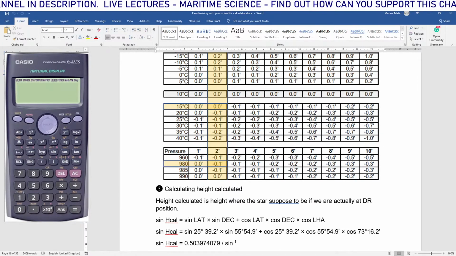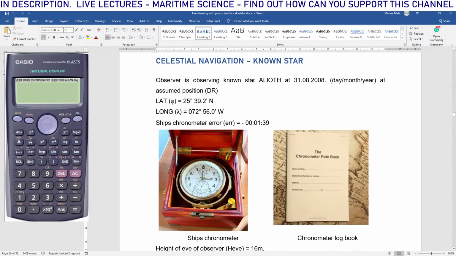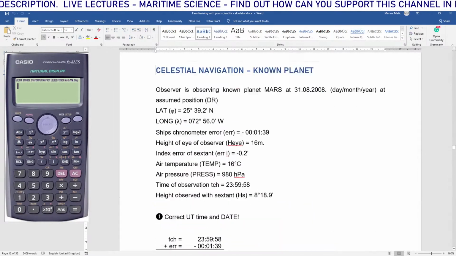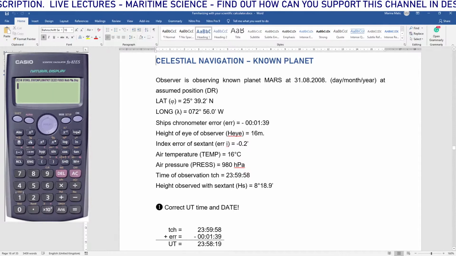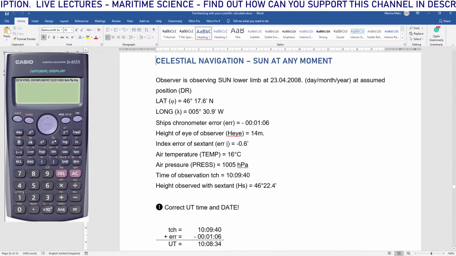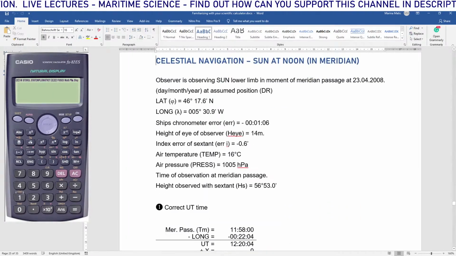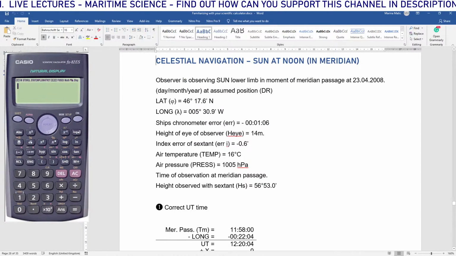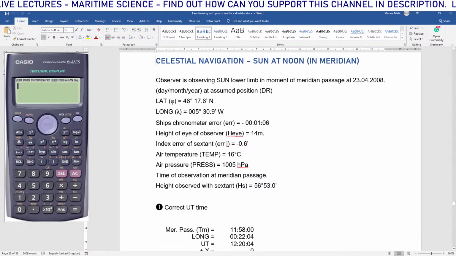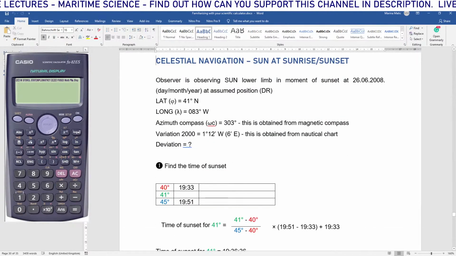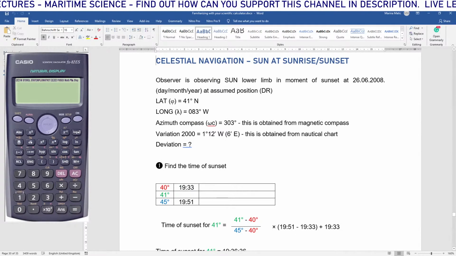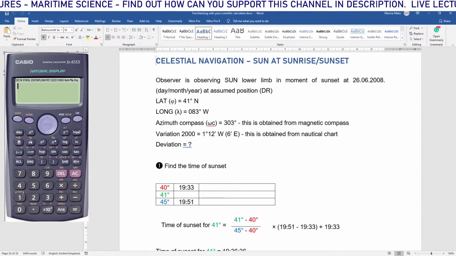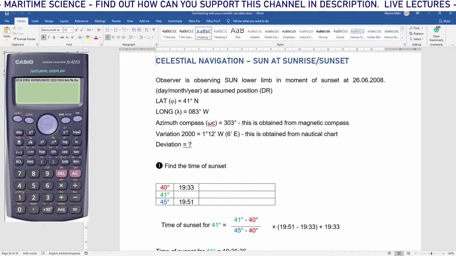So in the first video I covered the procedure for how to get the data for a known star, known planet, and then in the second video I covered the sun at any moment, the sun at noon, so at the moment of crossing our meridian, and the sun at sunrise and sunset. The procedure for how to calculate the deviation of the magnetic compass by observing the sun at the moment of sunrise or sunset.